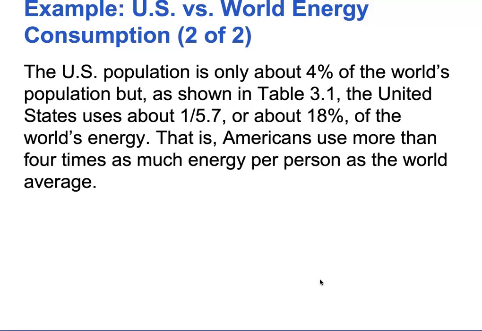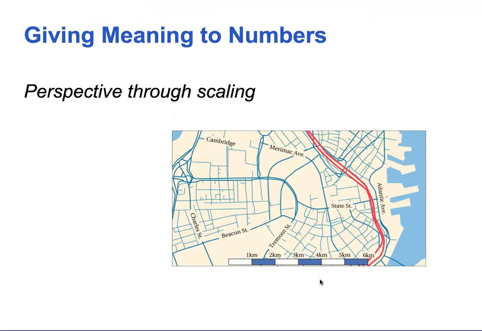All right, the other part of it is U.S. versus world energy consumption. The U.S. population is only about 4% of the world's population, but as shown in that table 2 slides back, table 3.1, the United States uses about 1 over 5.7, or about 18% of the world's energy. That is, Americans use more than 4 times as much energy per person as the world average.